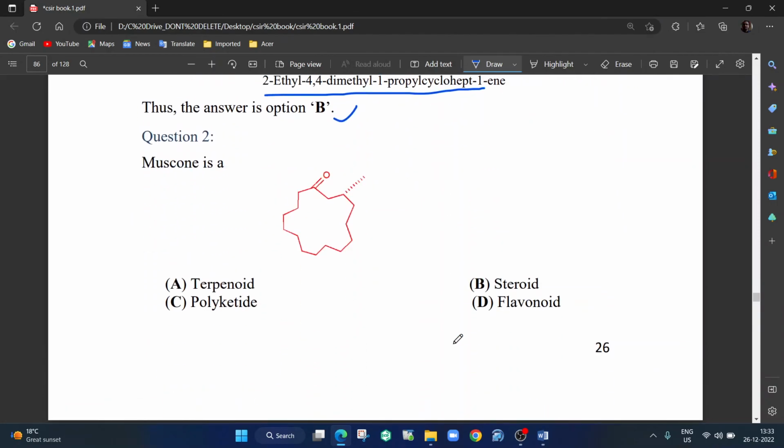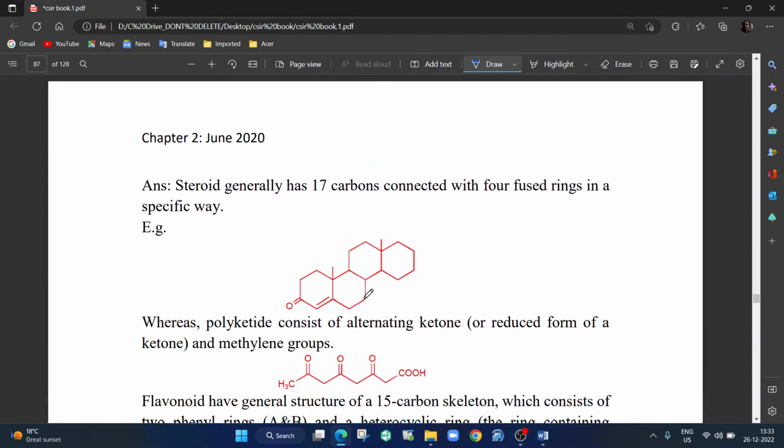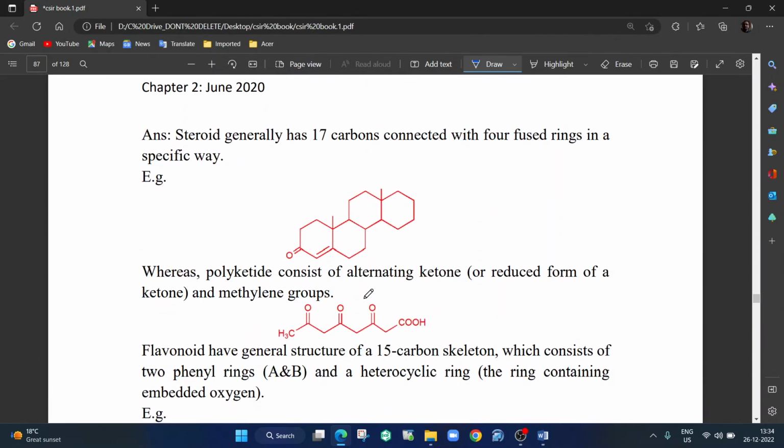Next question. It says muscone is a terpenoid, polyketide, steroid, or flavonoid. Now, this is a tough question unless you have seen it, so I have tried to explain the whole thing. A steroid will always have 4 fused rings, something like this structure will always be there. If that is not there, it is not a steroid. So, this is not there.